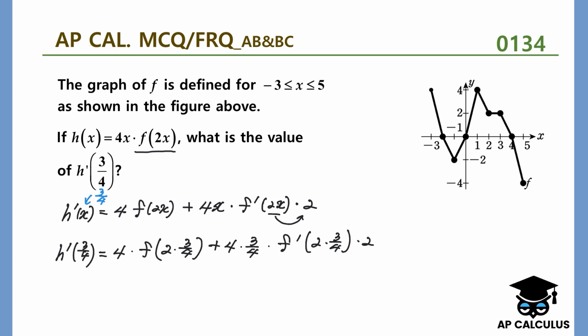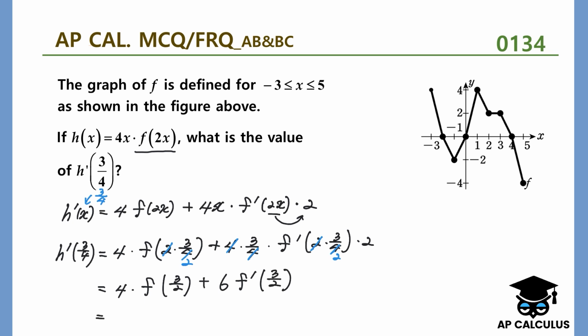So far so good? Okay, so that is equal to 4 times f of, here, 2 times 3 over 4, so that's 3 over 2, plus, here, 4 cancels out. 3 times 2, that's a 6. So 6 f prime, here again, this is 3 over 2, so f prime of 3 over 2.